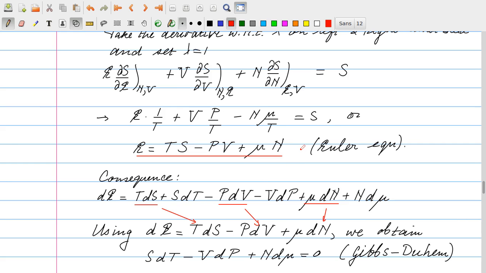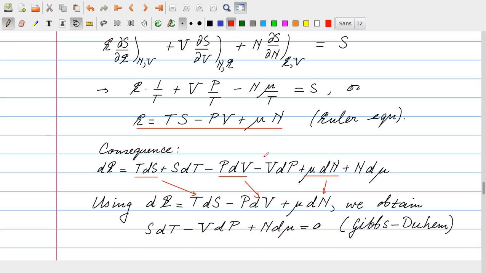And it has also an interesting consequence, because we know that if we take dE, then we get from the first term T times dS plus S times dT. The second term gives me minus P dV minus V dP. And the last term gives me mu dN and N d mu.